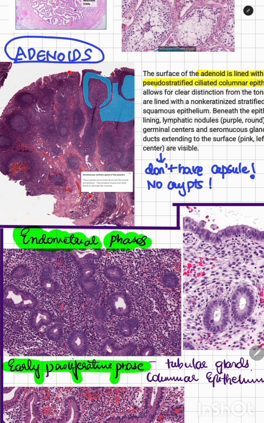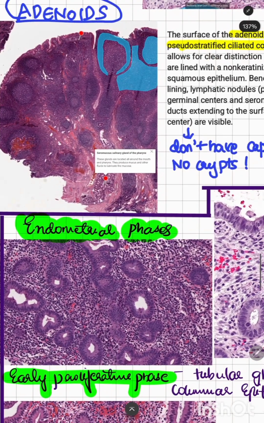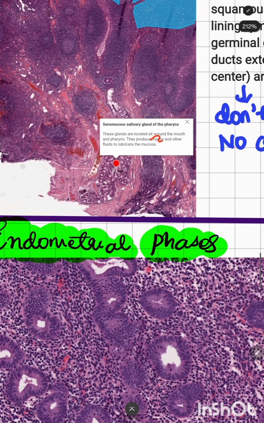Adenoids are a part of the nasopharynx, right? Since it is a part of the nasopharynx, it is lined by pseudostratified ciliated columnar epithelium, unlike the tonsil, which is lined by stratified squamous epithelium. In the adenoids, you can find lymphatic nodules. These are the lymphatic nodules. And sometimes with adenoids, you can also see the presence of glands. These are the glands of the pharynx.